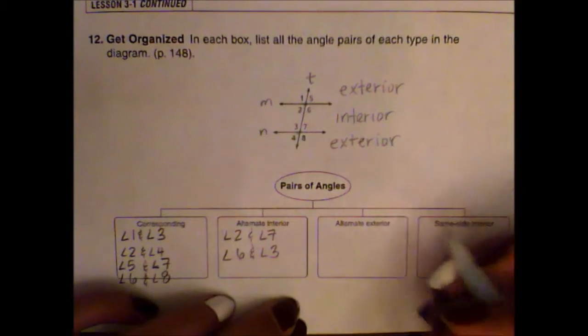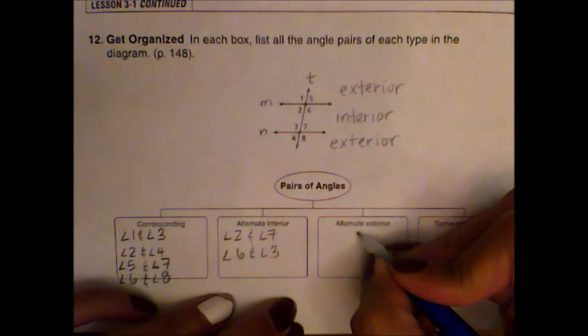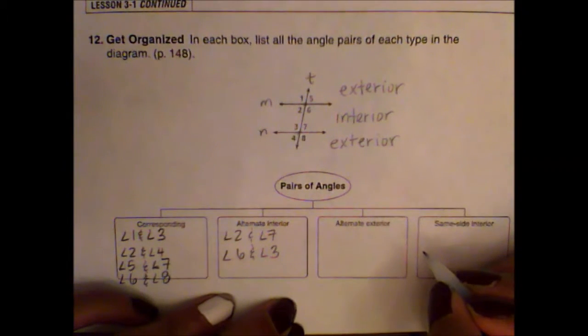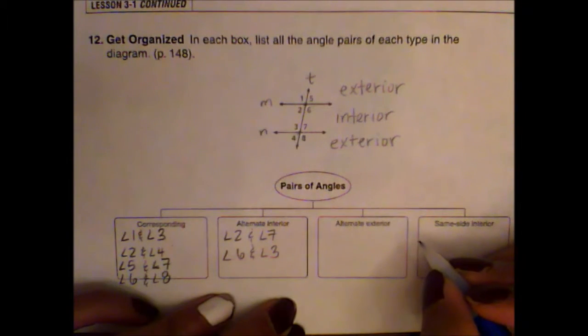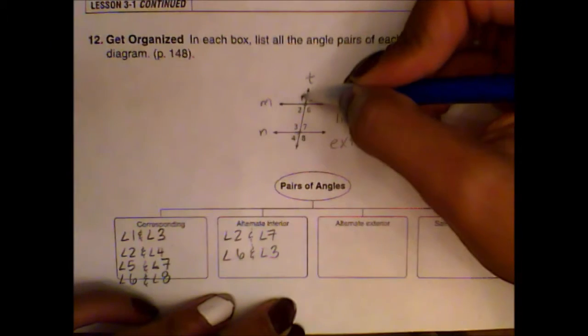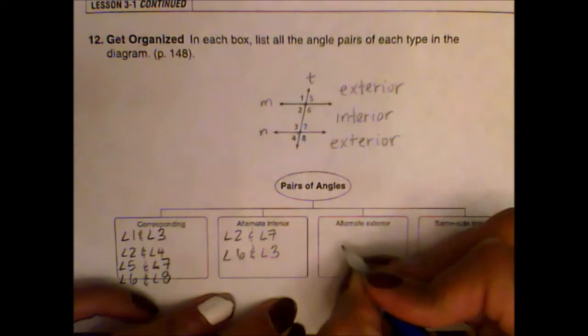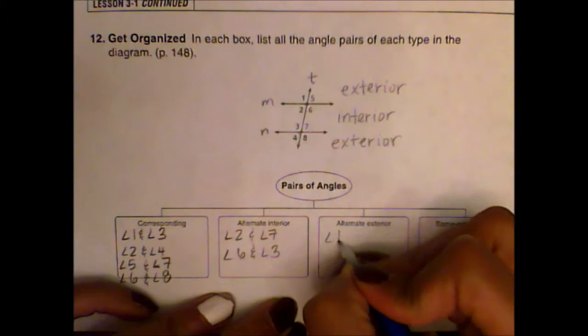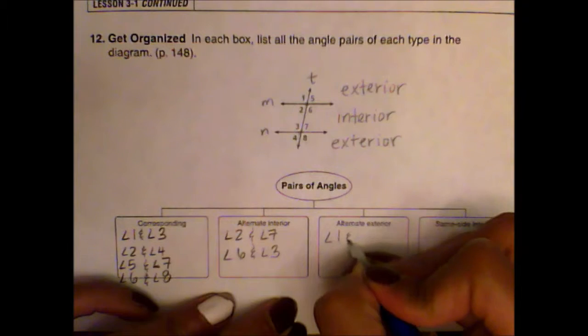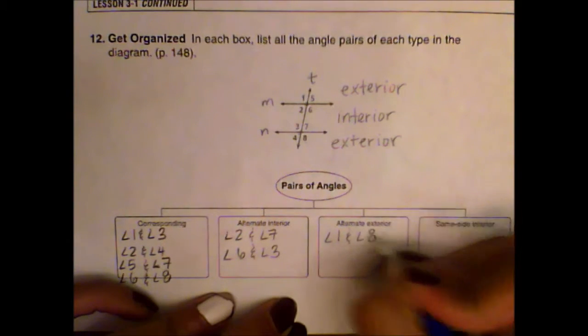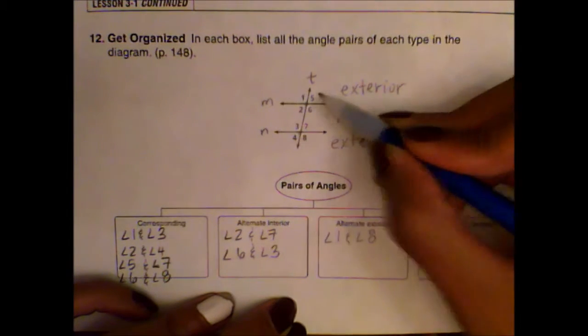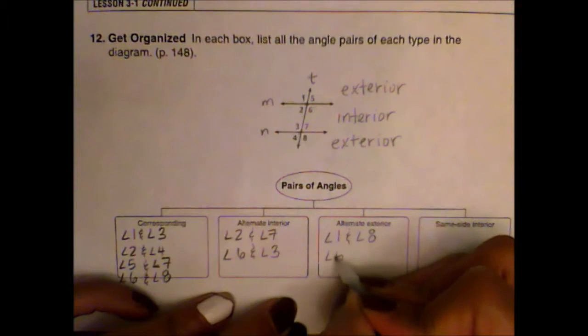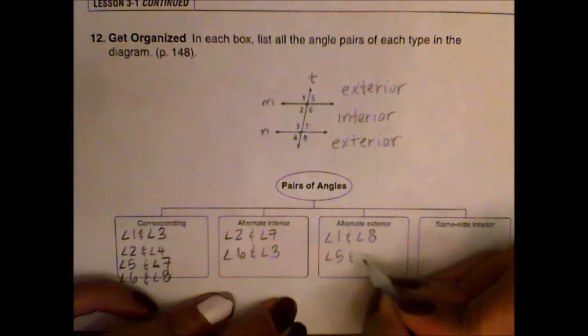Okay? Next, we need to find alternate exterior angles. So these angles we name are only going to be on the exterior of these two parallel lines. So alternate exterior angles, the first pair I see are angle 1 and angle 8, because they're on opposite sides of the transversal and they're on the exterior, as well as angle 4 and angle 5. Again, on opposite sides of the transversal and on the exterior.